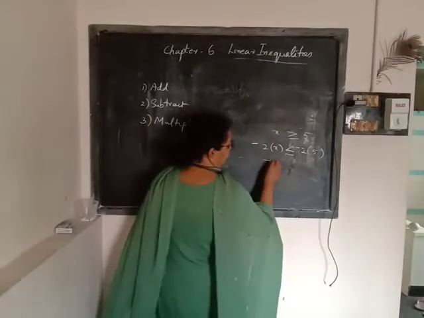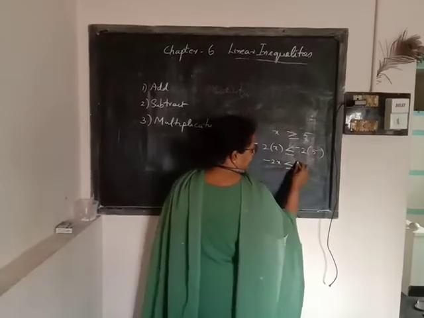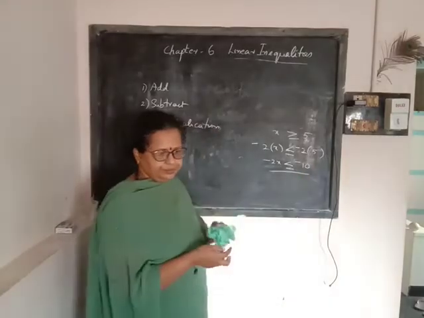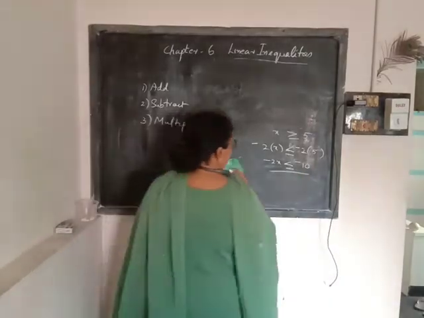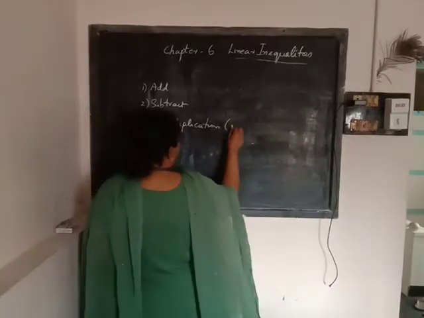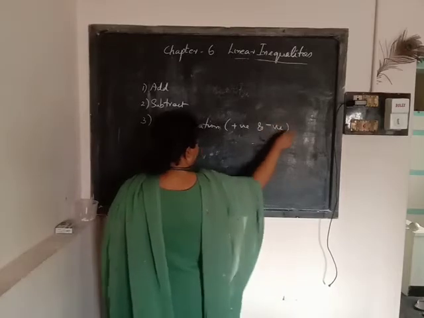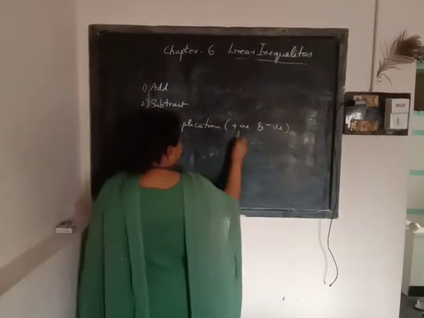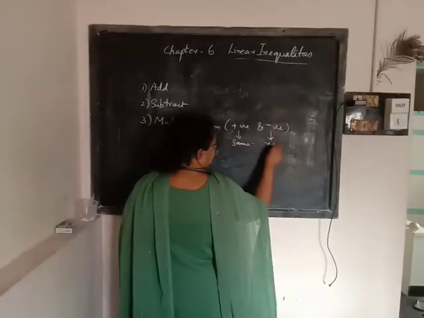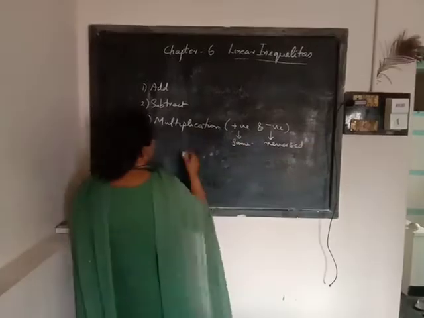This rule you have to remember. When we multiply by a negative number, the inequality gets reversed. The same rule applies for division as well. Multiplication by a positive and a negative number is different. Here, when it is positive it stays the same, and when it is negative, the inequality is reversed.